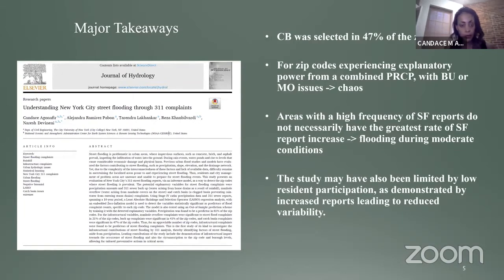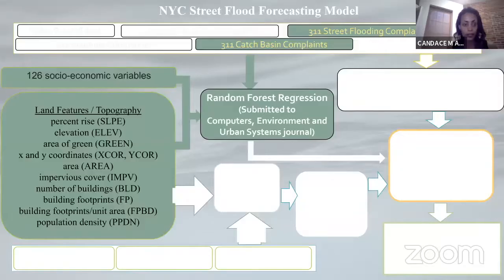Also, areas with a high frequency of street flooding reports were shown as not necessarily having the greatest rate of street flooding report increase. In these areas, street flooding may be chronic, where residents appear to experience street flooding during moderate conditions and subsequently file more complaints. Now, the study may have been limited by low resident participation, as demonstrated by increased reports leading to a reduced variability. The crowdsourcing offers insight into the infrastructure of our city. Therefore, there should be more efforts to increase this participation, which I'll talk about a little bit.